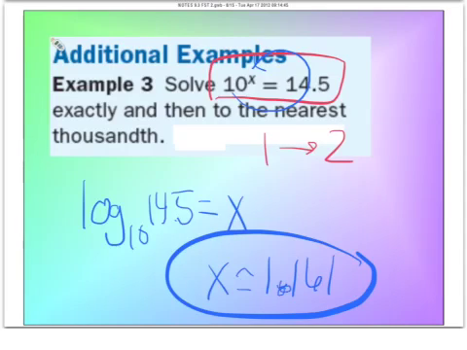Again, my rational reasoning made sense. I knew it had to be in between 1 and 2. 10 to the first power, obviously, is 10, and it's close to 14.5. So logically, this answer has to be closer to 1 than it is to 2.